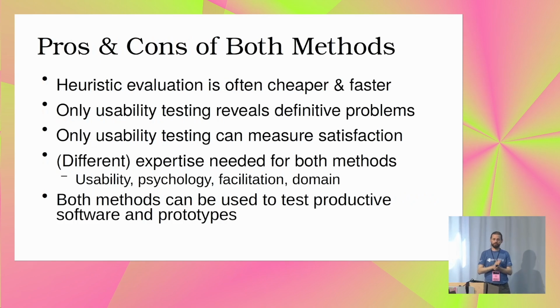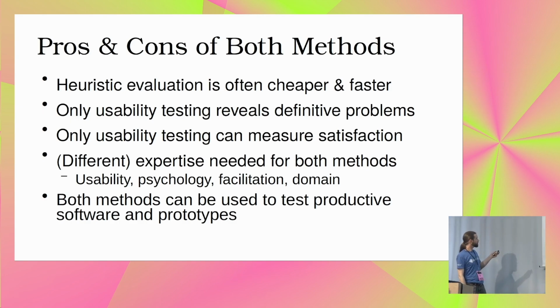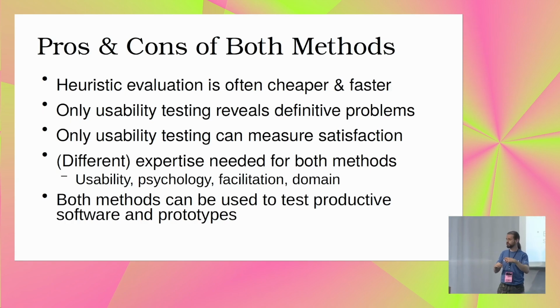So some pros and cons in both methods. Heuristic evaluation is often cheaper and faster because you can do it by yourself as an expert. You don't need to invite users. You don't have the hassle of setting everything up for users. So that is often quicker to do. And also, if you have to compensate users, it's cheaper.